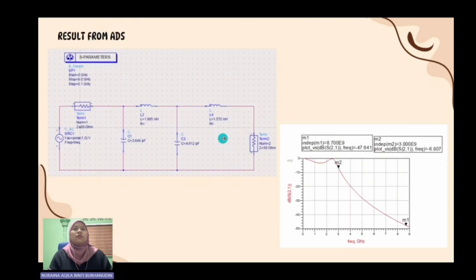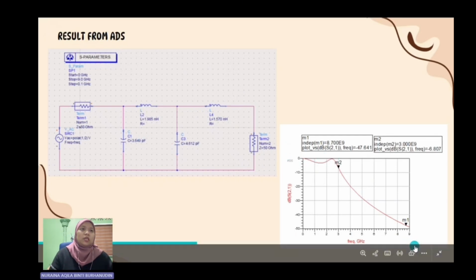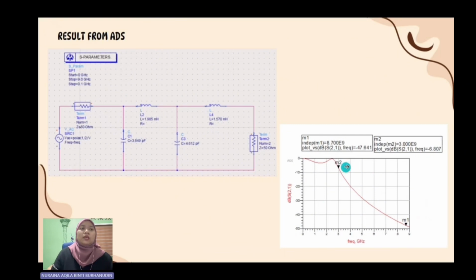Next, from the calculation that we got, we put the values in the circuit simulation. From this simulation, we get the graph, which is the low pass filter. For M1, we get the value at 8.7 gigahertz frequency, and for M2, we get it at 3 gigahertz frequency.